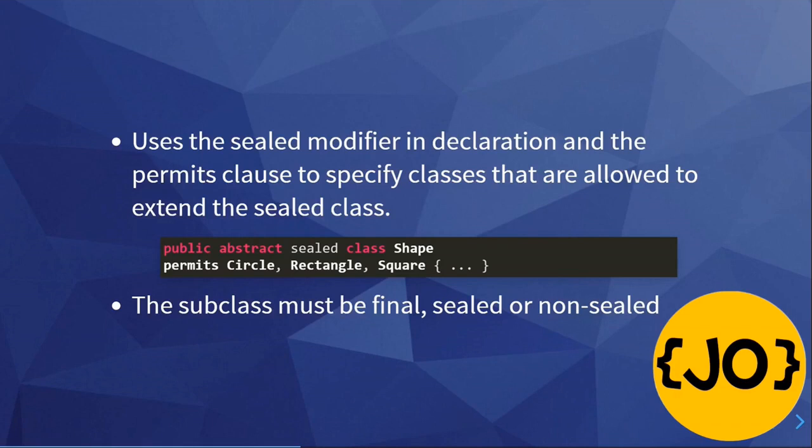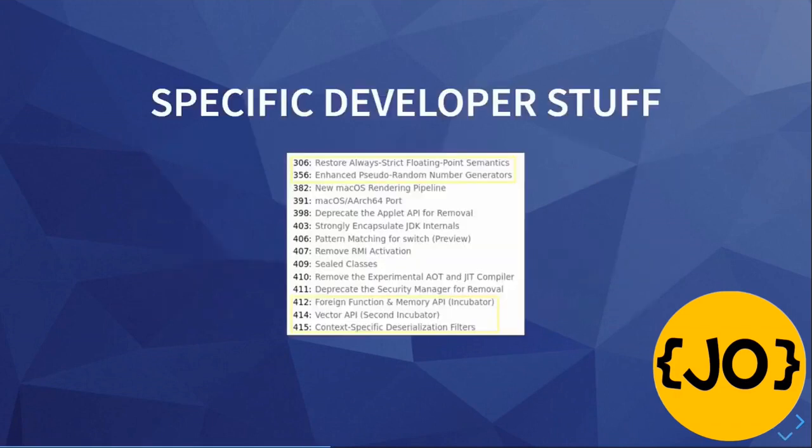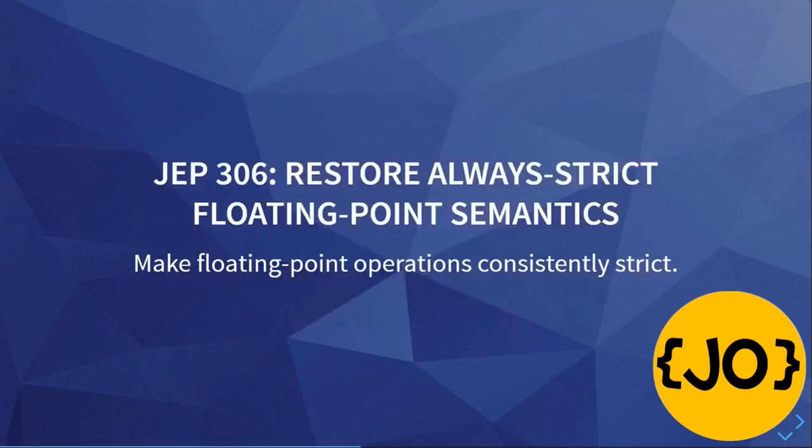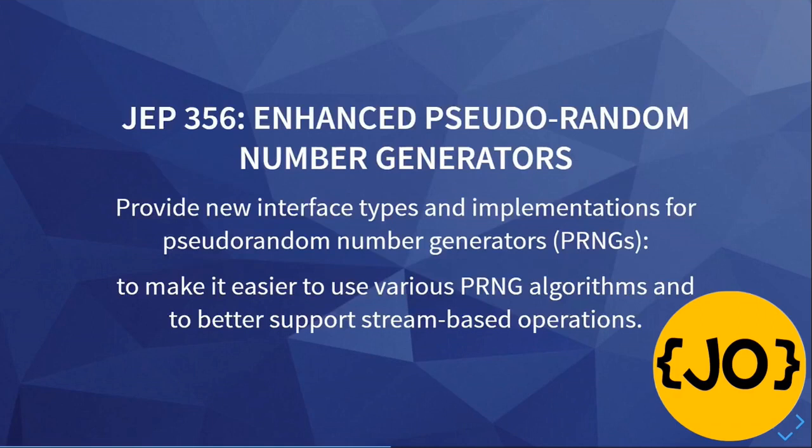Then we have some JEPs that are interesting for more specific use cases. First, JEP 306. They make floating point operations more consistent. This has to do with some CPUs and how they treat floats differently, or under the hood use a double. They should be more consistent in JDK 17. Then we have JEP 356, which adds new interfaces and implementations for pseudo-random number generators. They also better support streams.